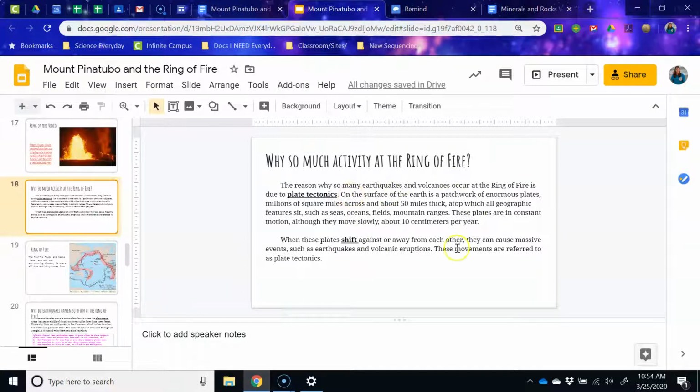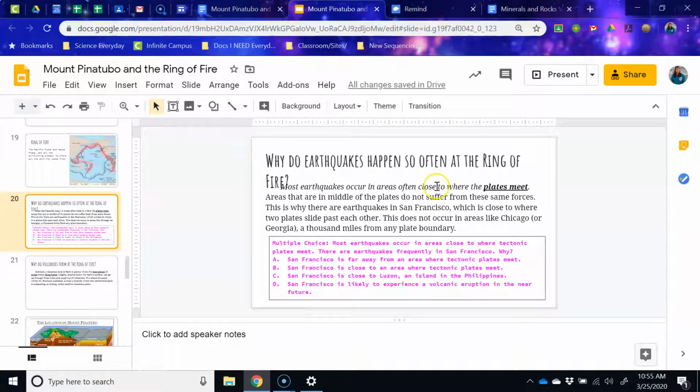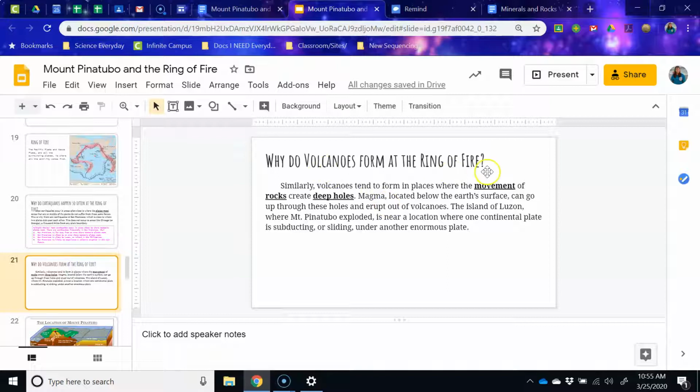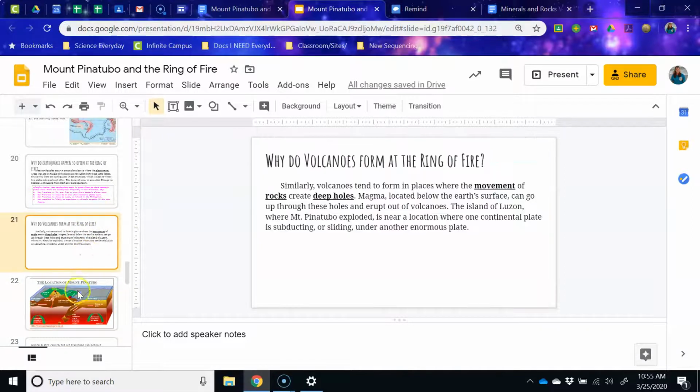More information about what is happening at the Ring of Fire. This is getting into really the standards of what you're supposed to be learning about what is causing these earthquakes and volcanoes, so it's really good to look at that. Why do the earthquakes happen so often at the Ring of Fire? It gives you more information, more questions to ask. Why do volcanoes form at the Ring of Fire? It's just pretty much read along and figure out what it's saying.